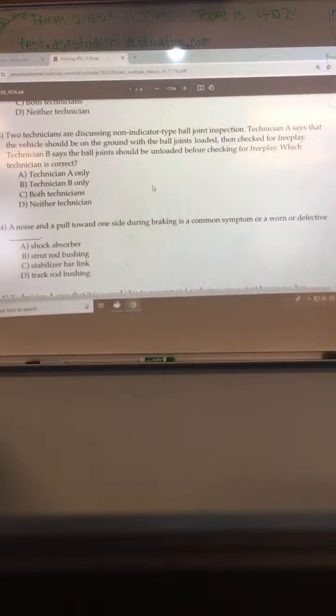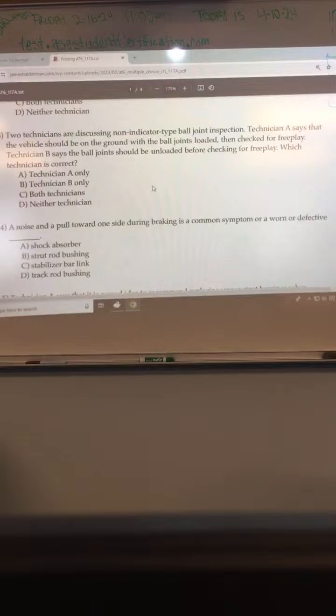Two technicians are discussing non-indicator type ball joint inspection. Technician A says the vehicle should be on the ground with the ball joints loaded, then check for pre-flare. Technician B says the ball joint should be unloaded before checking for pre-flare. Which technician is correct?